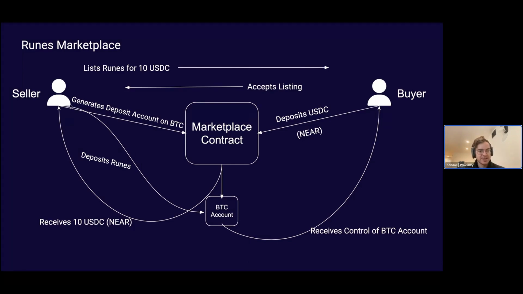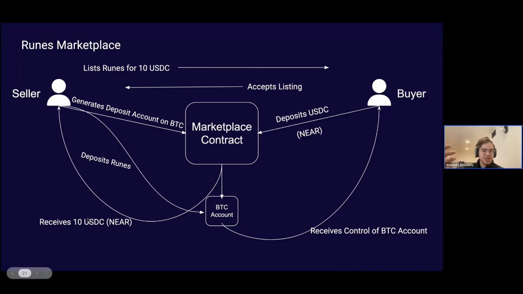on Near is now saying, okay, cool, this seller did have control over this Bitcoin account. Like they were the only ones who could have requested a withdrawal. But now, because they accepted the USDC, I'm going to transfer that control to the buyer. So now the buyer can request to move those runes and effectively act as though that runes account controlled by the marketplace contract is in fact theirs. And then the opposite will happen for the seller and the control of that USDC.